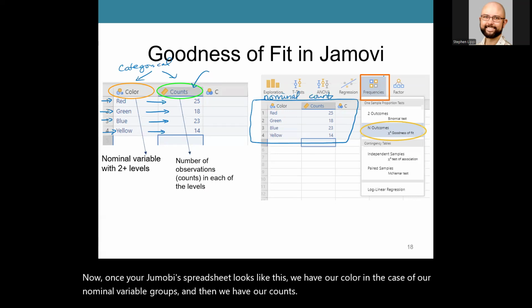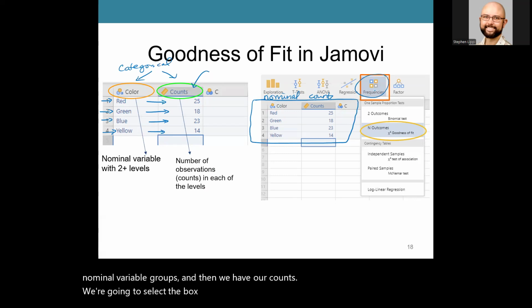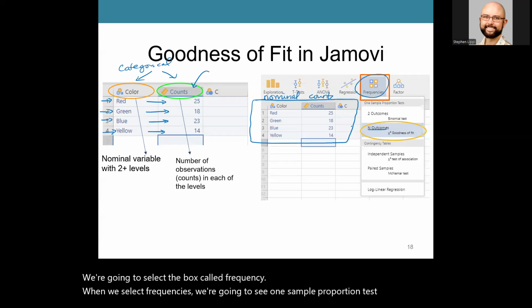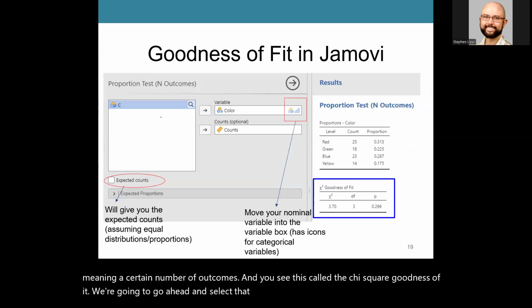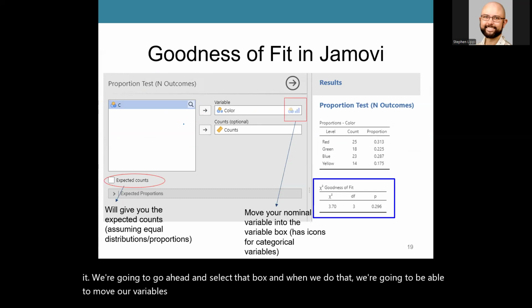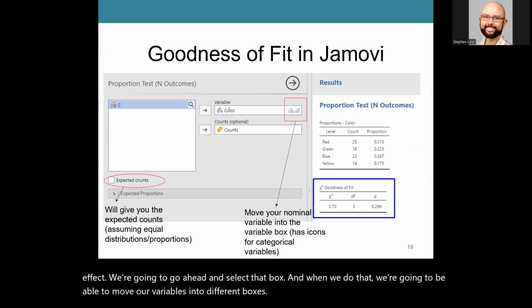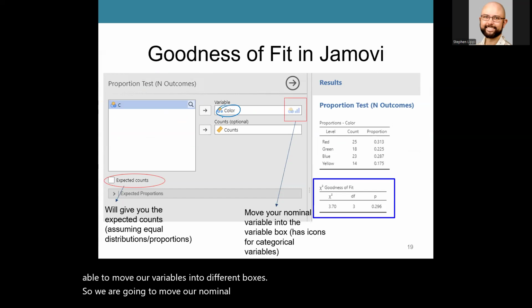We're going to select the box called frequencies. When we select frequencies, we're going to see one sample proportion tests in outcomes, meaning a certain number of outcomes, and you see this called the chi-square goodness of fit. We're going to go ahead and select that box. And when we do that, we're going to be able to move our variables into different boxes. So we're going to move our nominal variable or a categorical variable into the variable box.